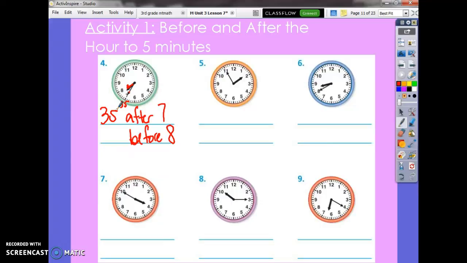Okay, now 35 plus something is 60. And that would be 25. But we can count how many minutes before or until. Before also means the word until. So you can write that down if you want. I would like you to. Before also means until. How many minutes until 8 or before 8? 1, 2, 3, 4, 5. Groups of 5. 5, 10, 15, 20, 25 minutes. Okay? Go ahead, try 5 and 6 on your own.